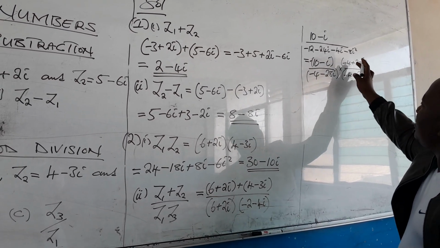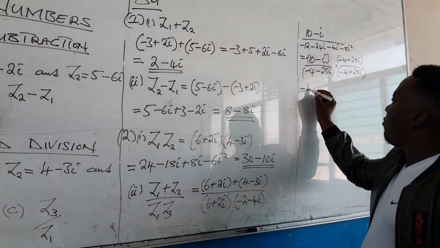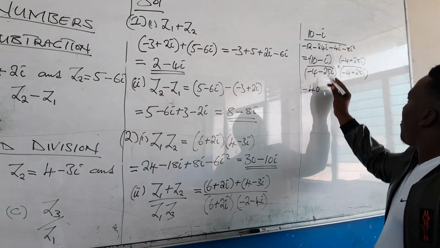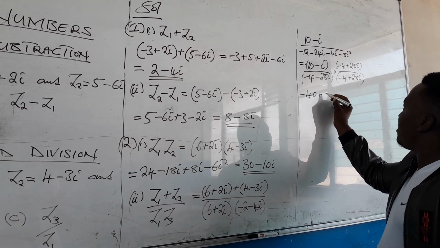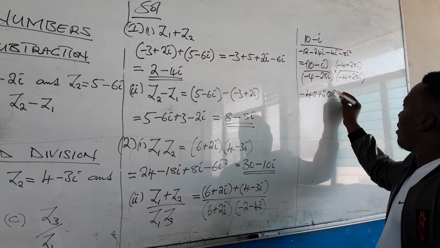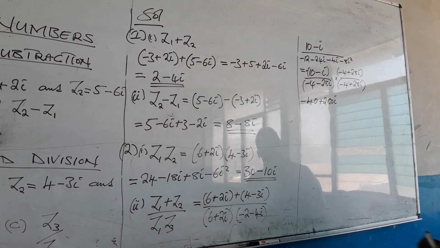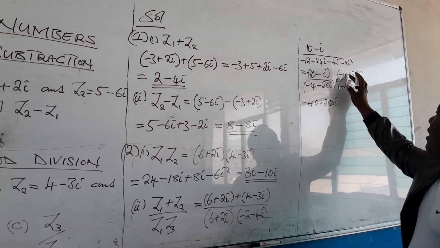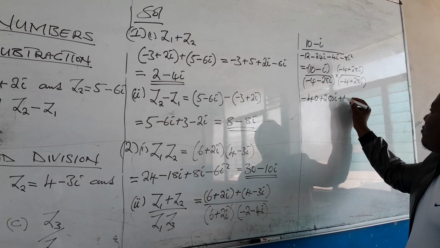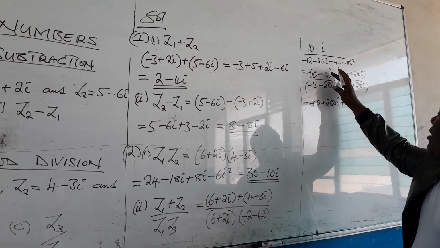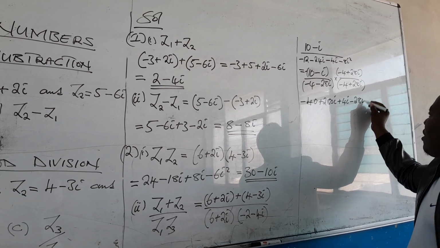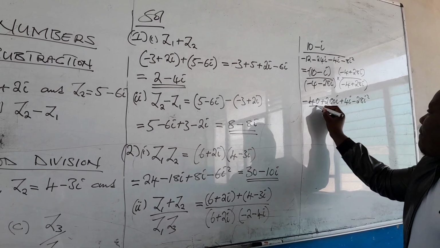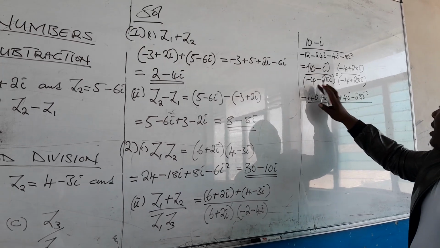So 10 times negative 4 is going to give us negative 40. 10 times 28i is going to give us positive 280, right? Negative i times 4 is going to give us positive 4i. Negative i times 28 is going to give us negative 28i squared, over negative 4.